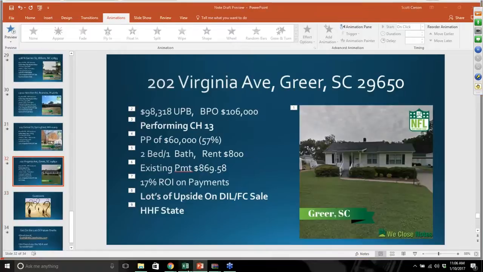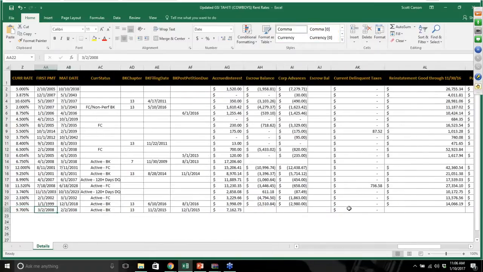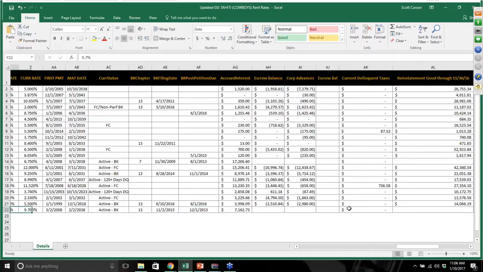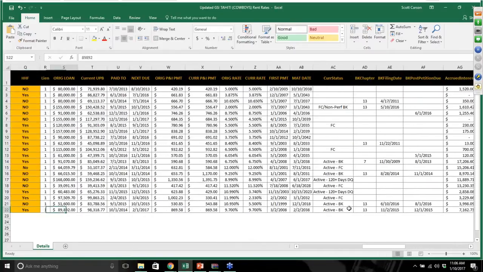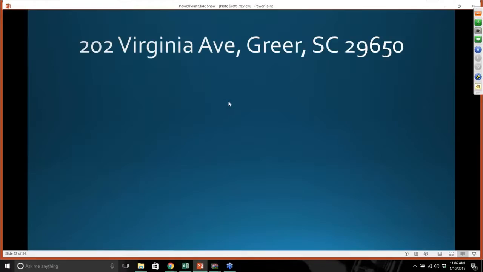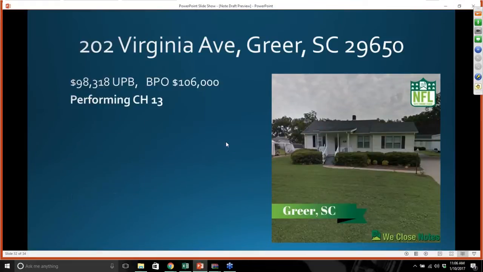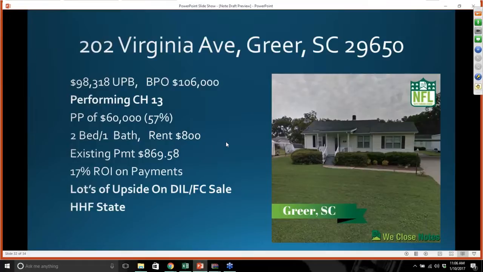The payoff on Greer here, which is our final asset, don't have that in here. Don't have the final payoff on. They had not adjusted that. But their accrued interest is $7,000 on that one. UPB is 98. So that 105, or BPO is at 106. So they really don't have any equity. Okay? Don't really have any equity. Lots of upside on this one. Any questions regarding Greer, everybody? Okay?